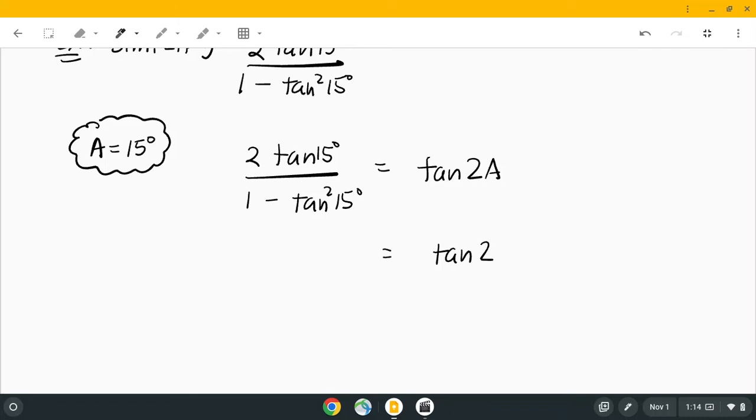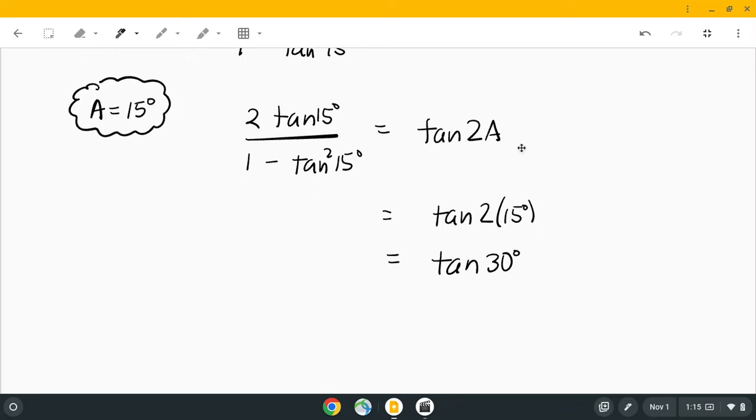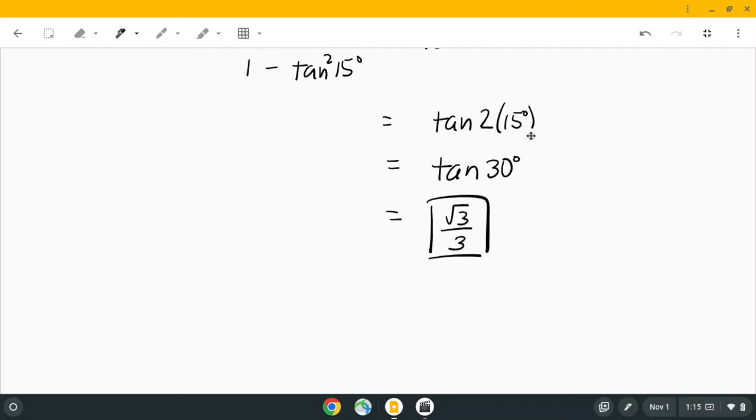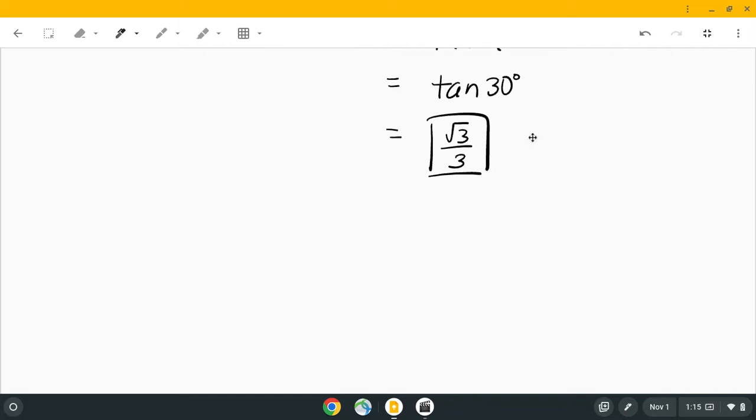So tangent of 2 times 15, which is tangent 30. That looks like 36, but it's not supposed to be. So tangent 30. And we know that tangent of 30 degrees is, hopefully you have it memorized, square root 3 over 3. Let's take a look at another one.